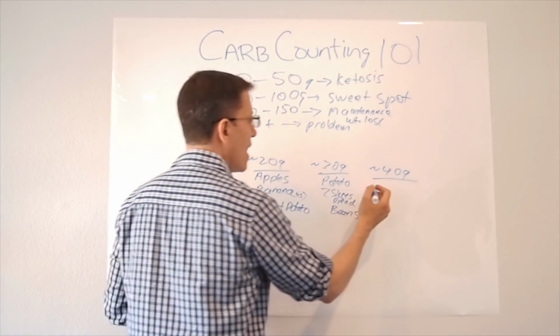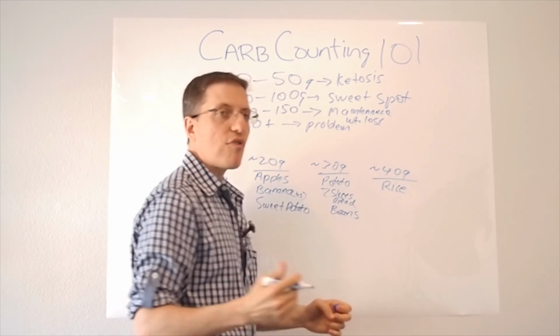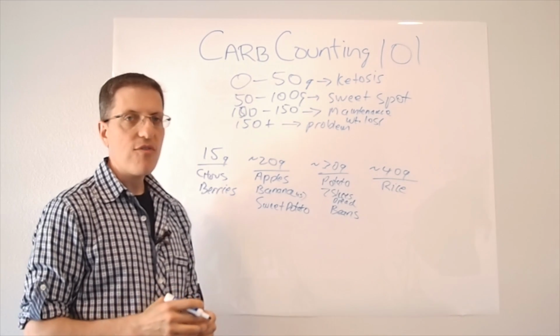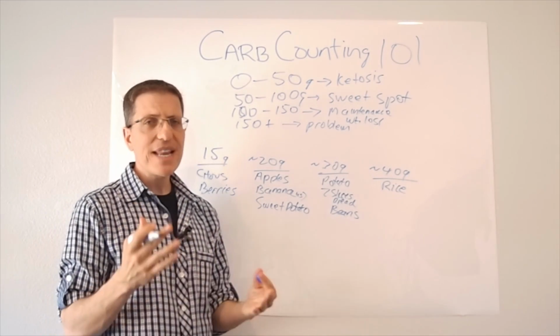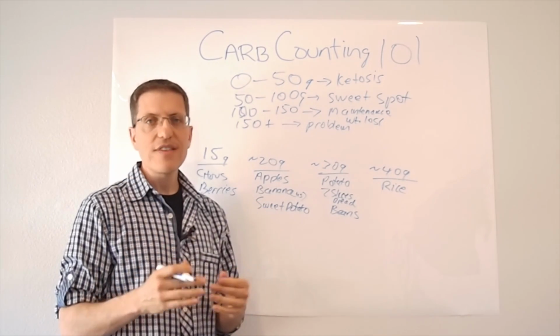And then 40, I usually put rice. And that's 1 cup of rice, brown or white. They both have around 40 grams, depending on the type of rice. But again, we're being general, and general works here in this particular thing.